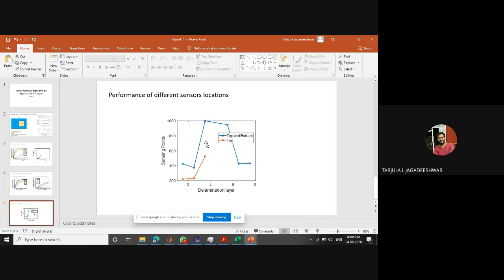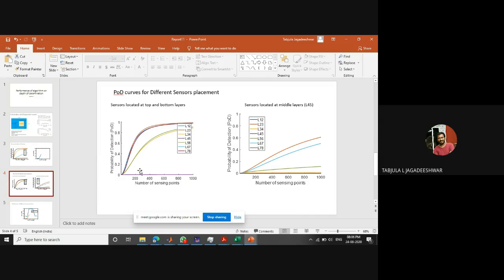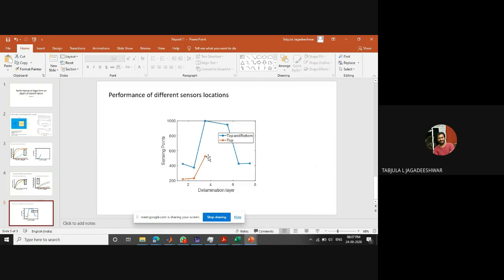So these are the POD curves. After getting the POD curves, what we have done is we kept 90% as a threshold line. Whatever points match each line, we are taking simply the number. I mean, these points are the number of sensing points which obtained 90% of POD for each layer. So we know that the top layer only performed for delamination located between 1 and 2, 2 and 3, and 3 and 4. That's why you can see only 3 points. After that, the performance is very bad. That's why I haven't drawn.